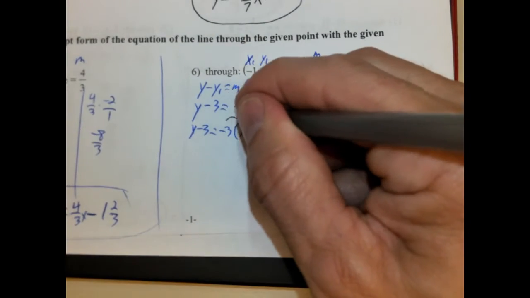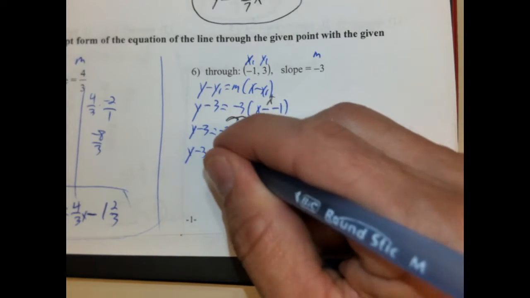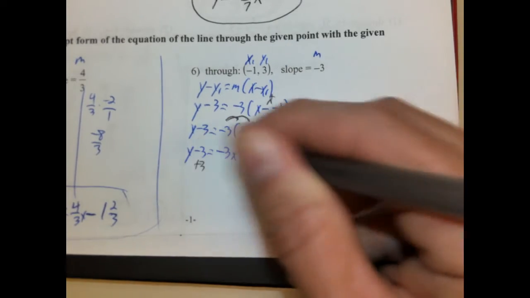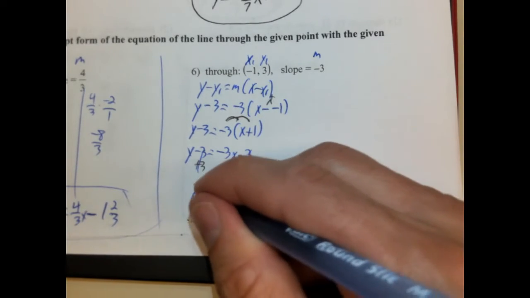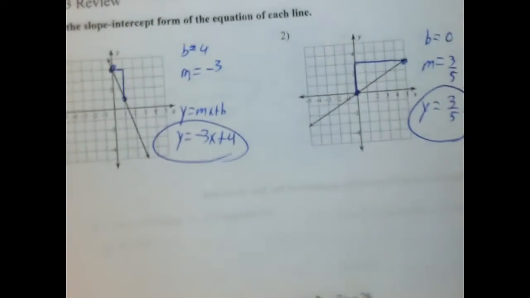Now we distribute the negative 3. So y minus 3 equals negative 3x minus 3. We're going to add 3 to both sides. So y will equal negative 3x. This is an example of direct variation. Cool. All right.